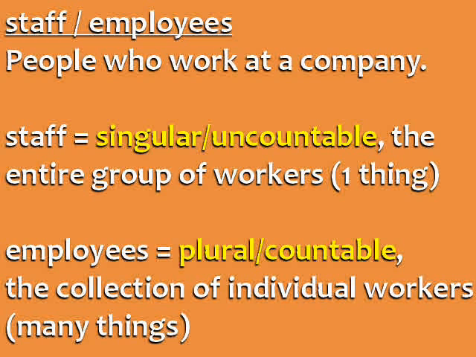Staff and employees. Both of these words refer to people who work at a company, but staff is always singular and uncountable. It describes the entire group of workers as one thing. Employees is countable and plural. It describes the collection of individual workers.